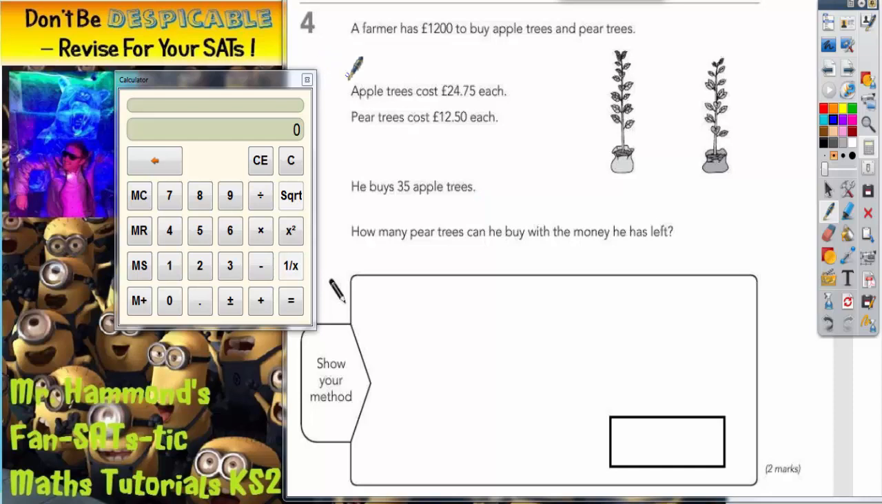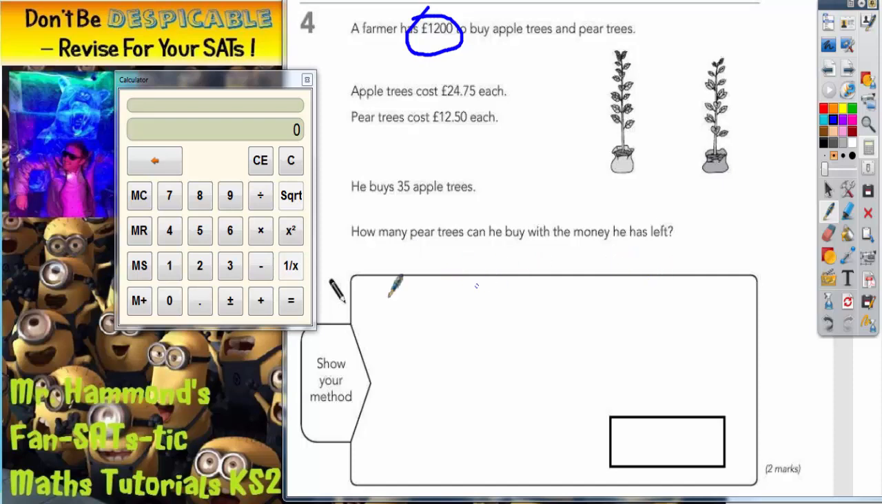Question 4. A farmer has £1,200 to buy apple trees and pear trees. Apple trees cost £24.75 each, pear trees cost £12.50 each. He buys 35 apple trees. How many pear trees can he buy with the money he's got left?